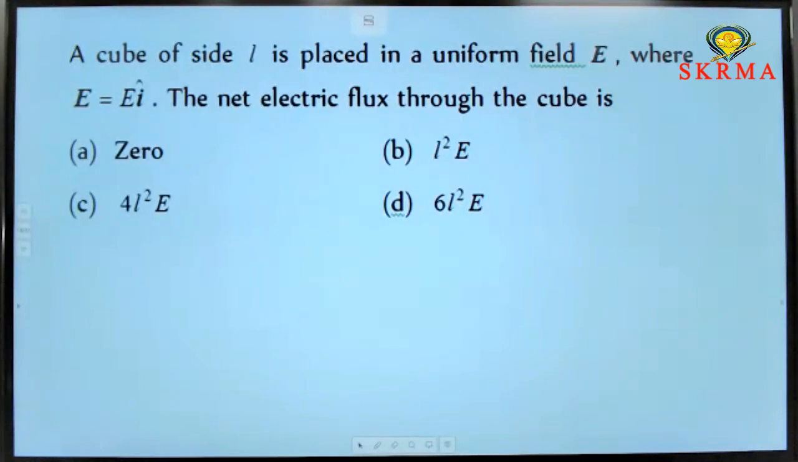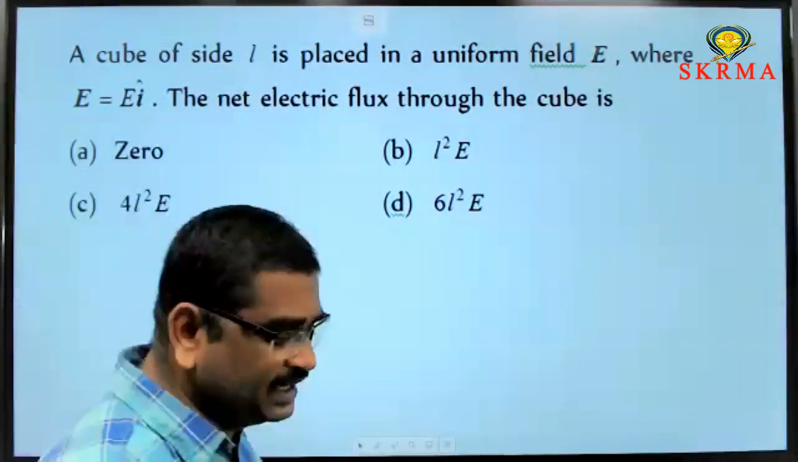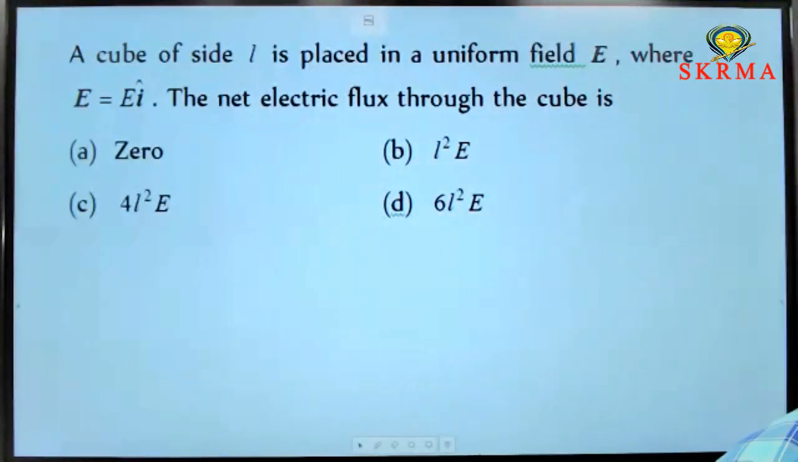Next one. Go through the next one. A cube of side length L placed in a uniform electric field where E equal to E i. Then the net electric flux passing through the cube, he is asking.